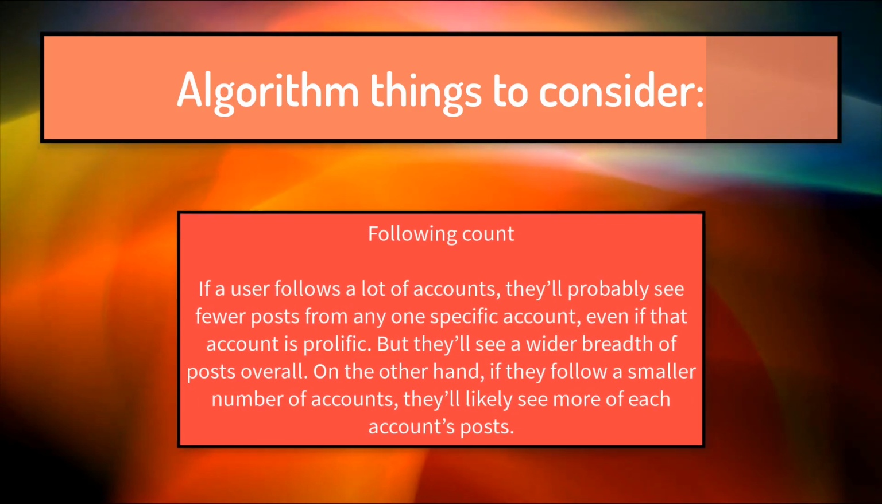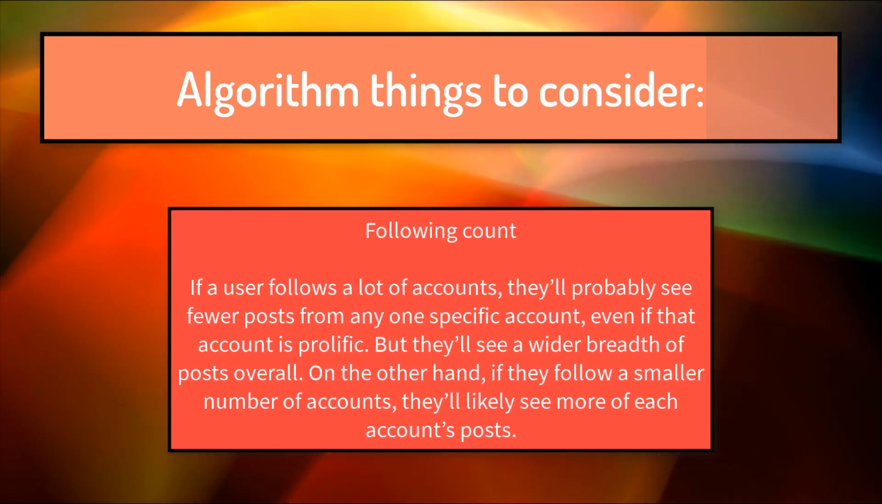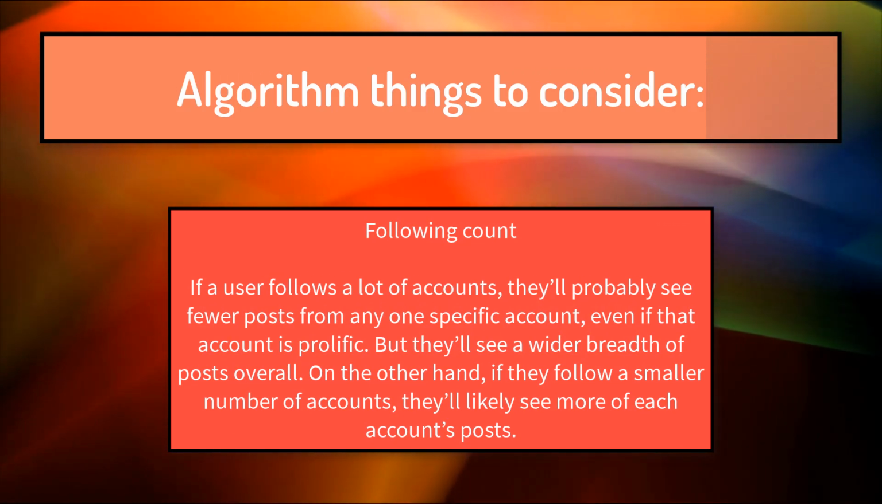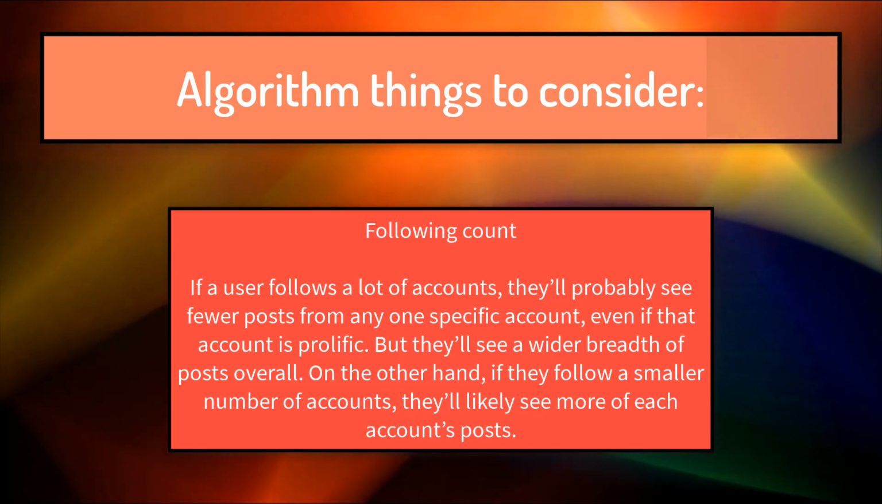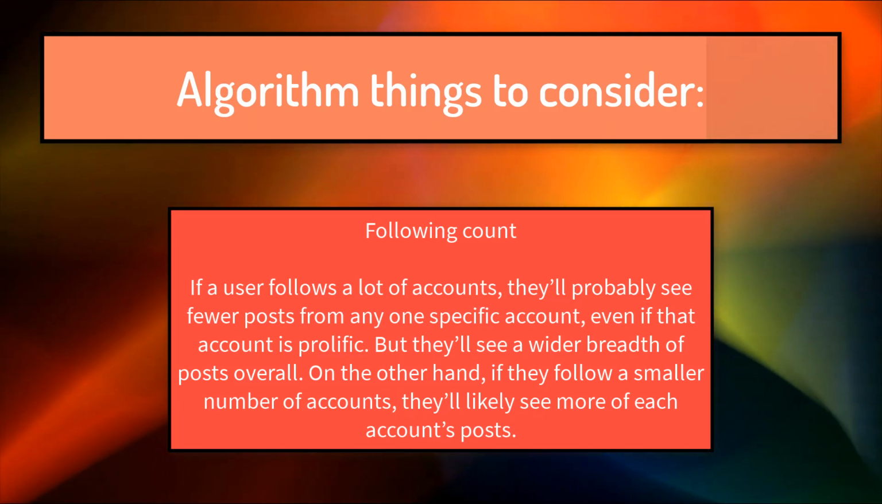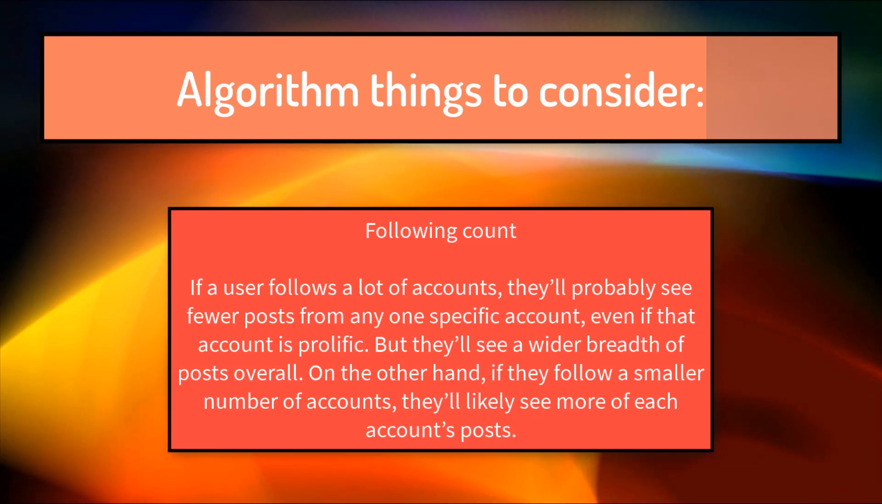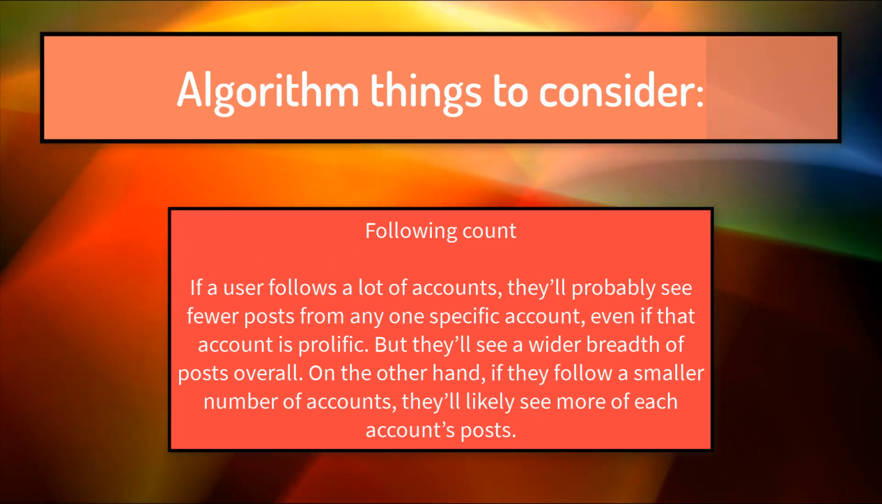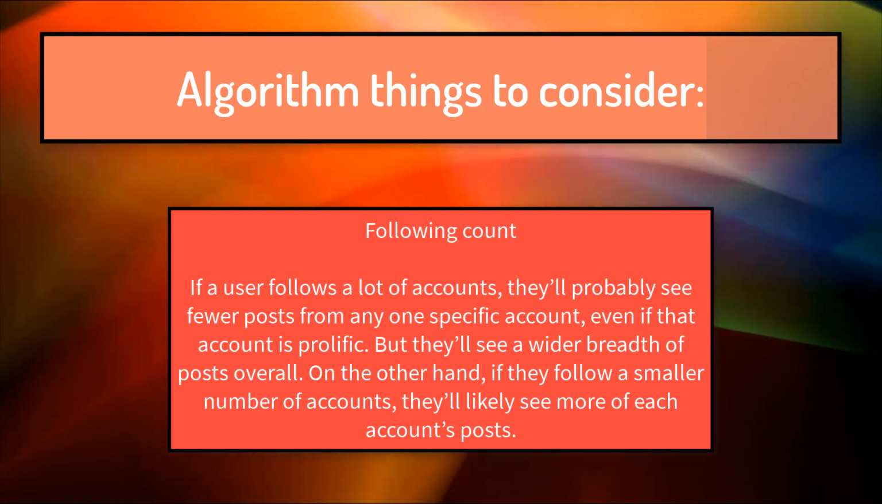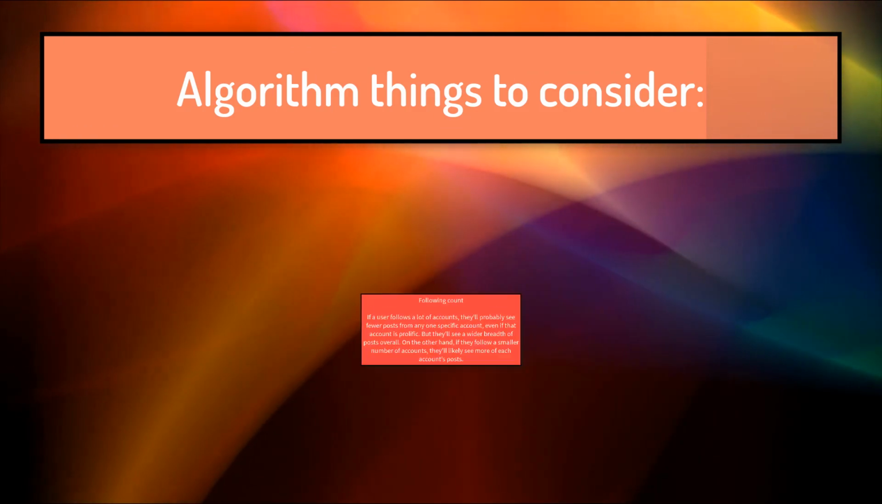2. Following count. If a user follows a lot of accounts, they'll probably see fewer posts from any one specific account, even if that account is prolific, but they'll see a wider breadth of posts overall. On the other hand, if they follow a smaller number of accounts, they'll likely see more of each account's posts.